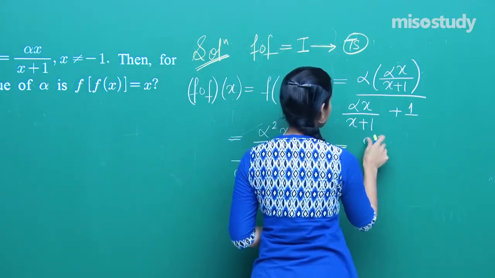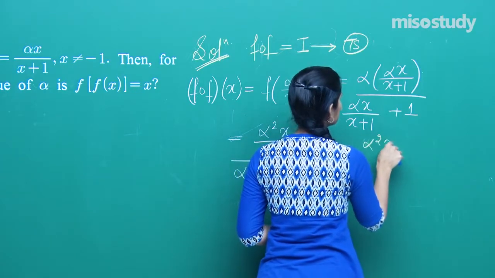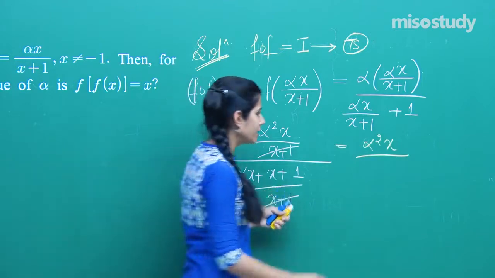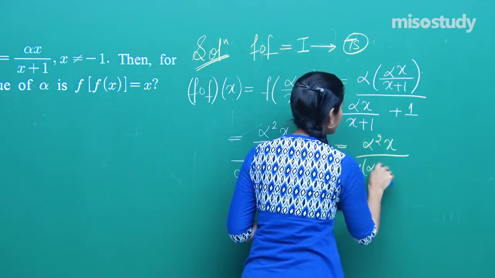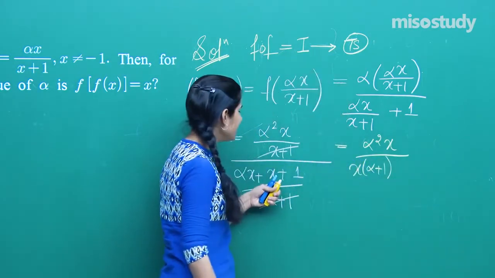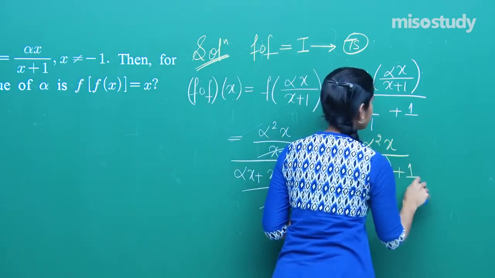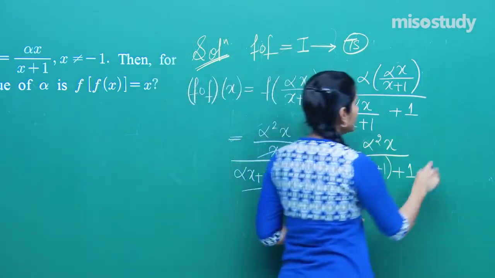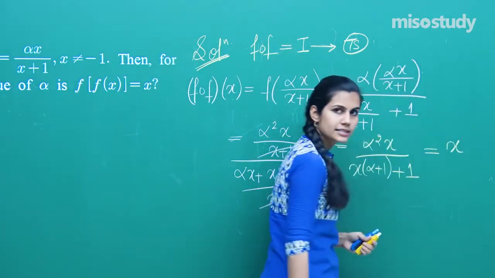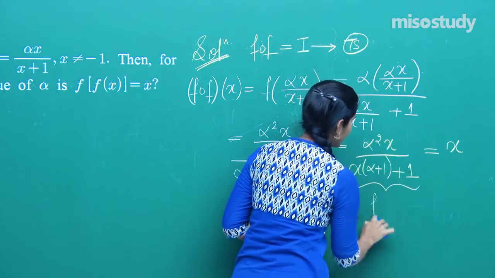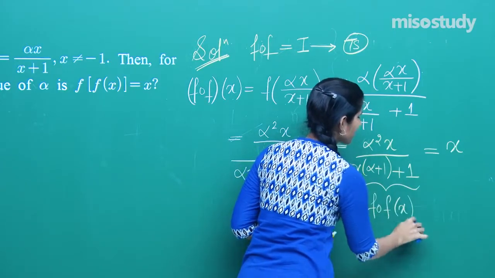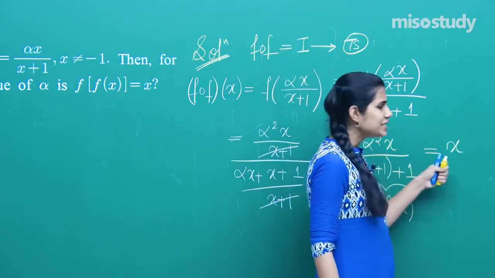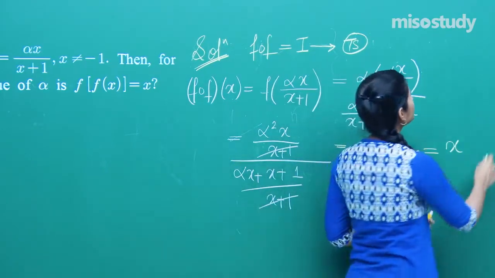You get alpha square x upon alpha x plus 1. So you can take out x common, alpha plus 1 plus 1. If you want FOF of x to be equal to x, this is what is my FOF of x. That is what we have attained by solving it. If I want this to be equal to x, this means what?